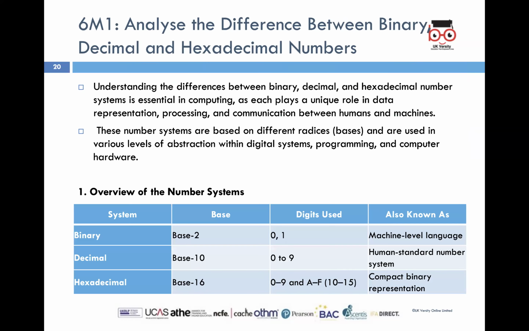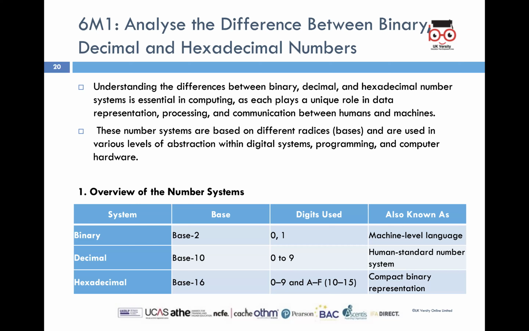Analyze the difference between binary, decimal, and hexadecimal numbers. So this is just a comparison between binary, decimal, and hexadecimal number systems. Understanding the differences between them is essential in computing, as each plays a unique role in data representation, processing, and communication between humans and machines. These number systems are based on different radices, also known as bases, and are used in various levels of abstraction within digital systems, programming, and computer hardware. The overview is here.